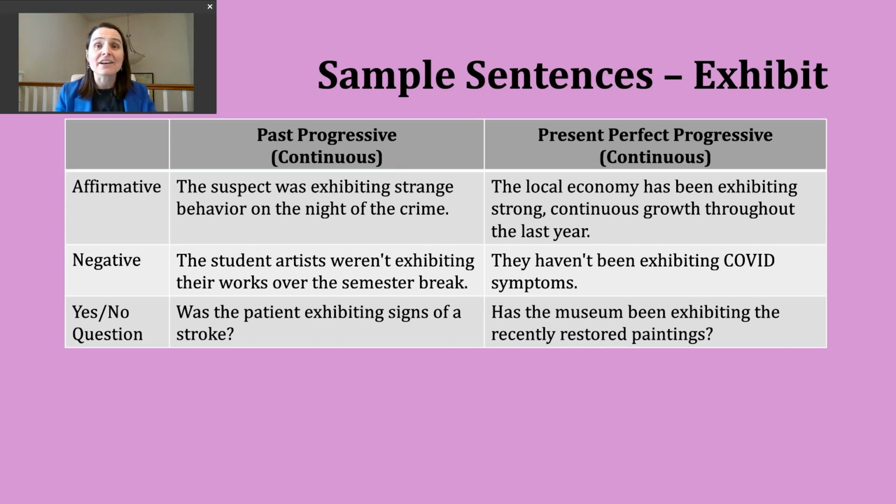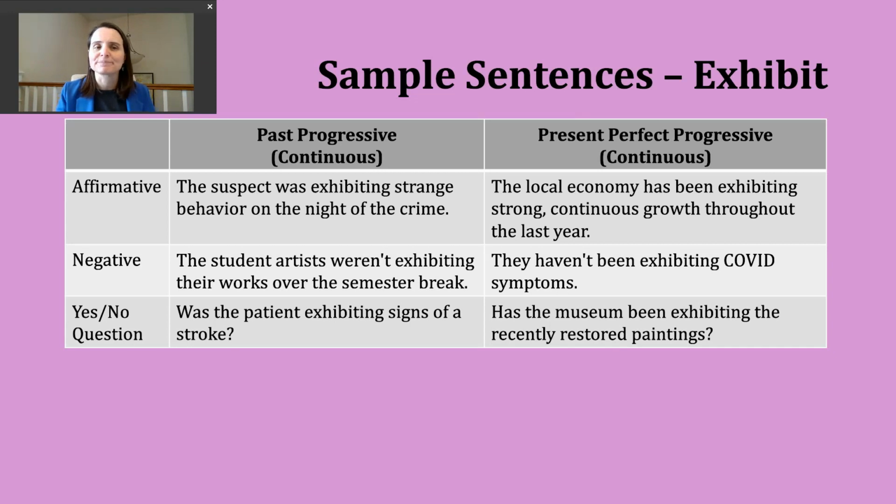Let's take a look at an affirmative example. The suspect was exhibiting strange behavior on the night of the crime. So maybe this is a witness explaining that there was something odd, something maybe a little different about this particular person who now others might believe committed a crime.